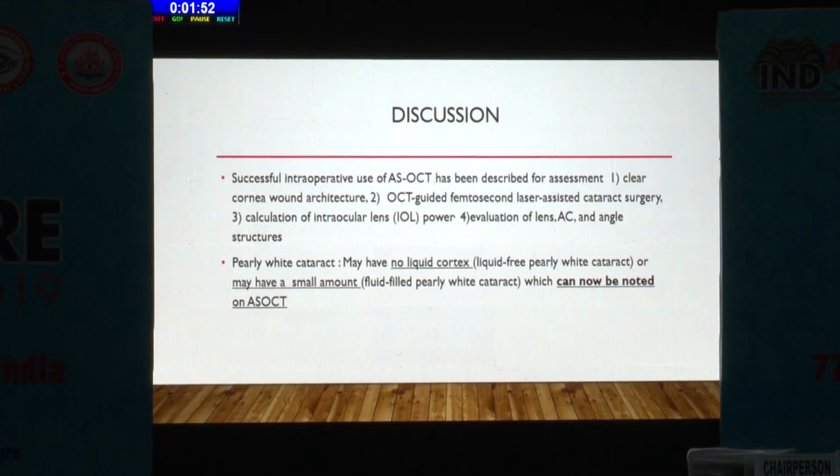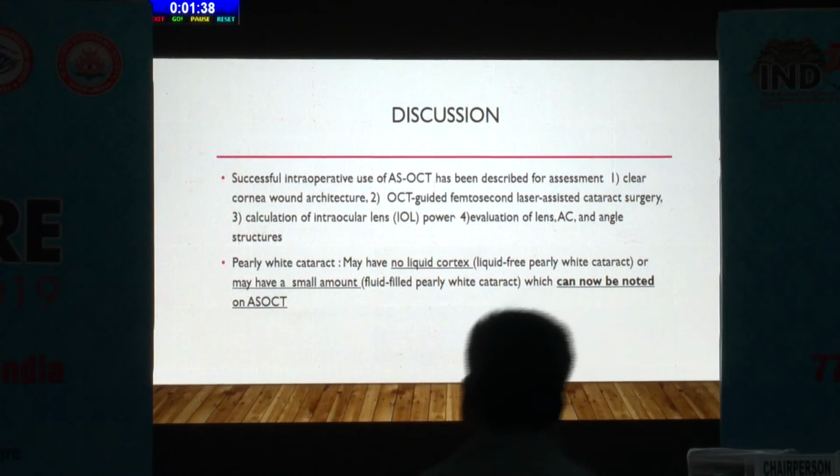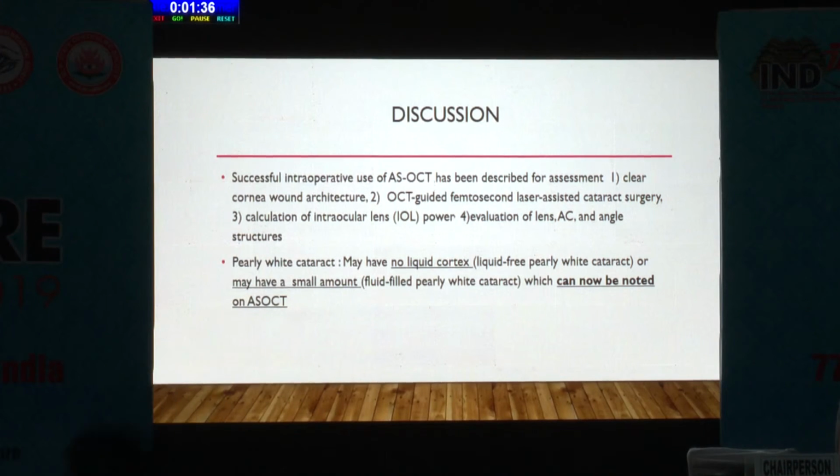So in discussion, we know that intraoperative OCT has been used for clear corneal wound architecture, OCT-guided femtolaser surgery, calculation of intraocular lenses, and evaluation of the lens, AC and angle. Now the pearly white cataracts may have no fluid cortex or may have some amount of small fluid, and this small fluid is the cause of the Argentine flag sign. With the help of the OCT, you can actually know which cases have it and which don't, and then only do you need to perforate the capsule.